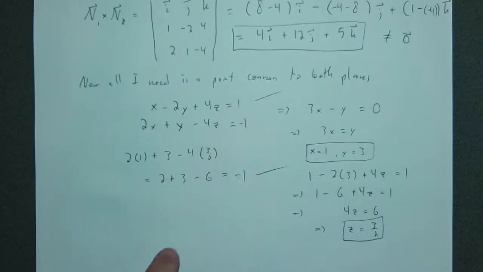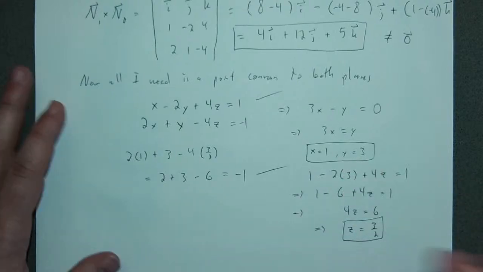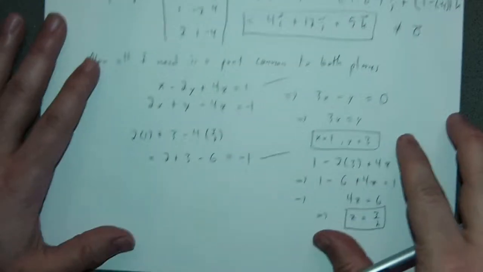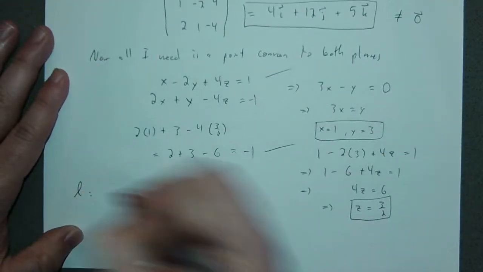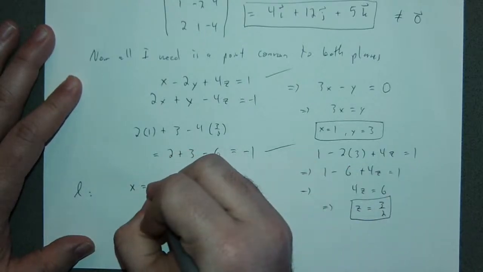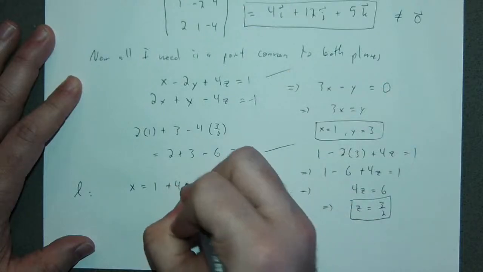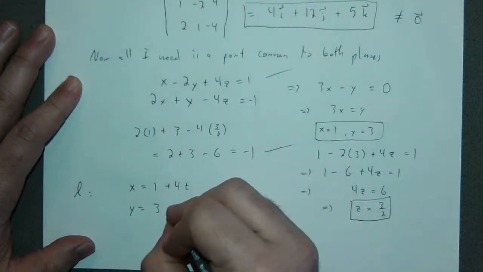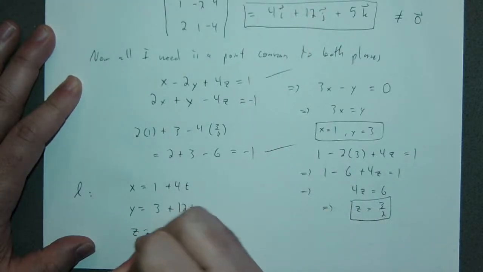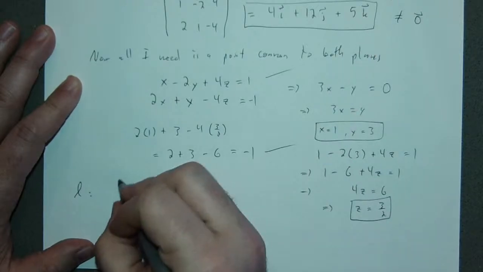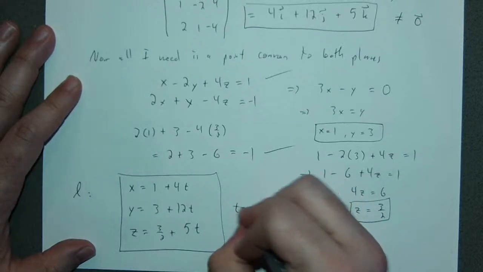Okay. Now, again, do you have to check this? No, right? If you do this algebra, you understand that this is what is going on. I'm just doing this for you all. So we have a point that belongs to both planes and a vector that's parallel to it. So I said I wanted parametric equations. So my equations for L are going to be x equals 1 plus 4t, y equals 3 plus 12t, and z is equal to 3/2 plus 5t. Right? And t is just some real parameter.